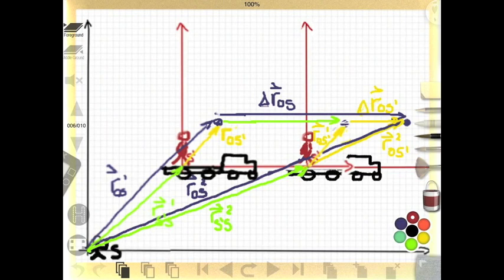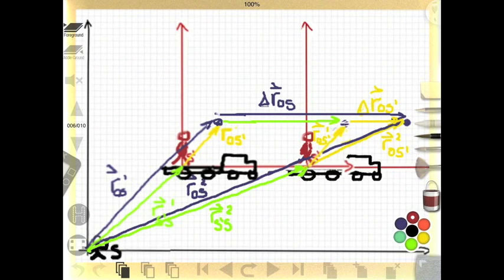The displacement vector of the ball as measured with respect to system S. To do that, we simply draw a vector that starts at the head of ROS1 and ends at the head of ROS2. This represents the displacement of the ball between those two time frames as measured by the observer at S.